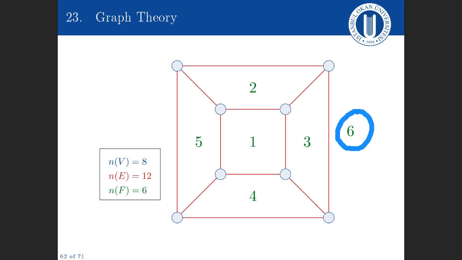I have a graph here which has 8 vertices, same as the cube. My graph has 12 edges, same as the cube. And if we count the regions which are enclosed by edges, 1, 2, 3, 4, 5, 6, and if we count the outside as 1, because we threw the top of the cube away, we get 6 faces.